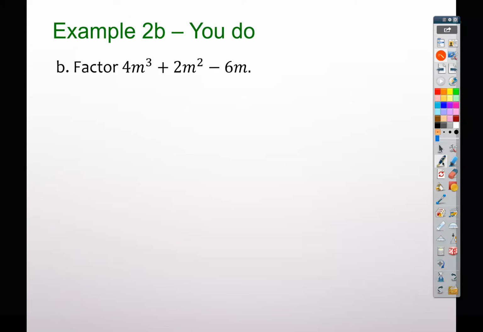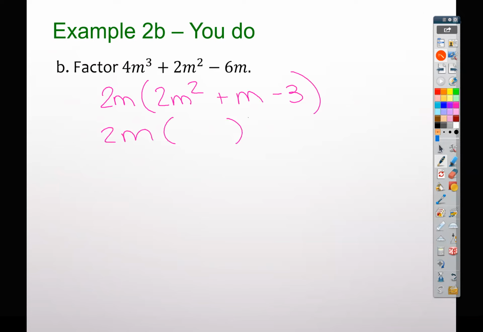Okay, 2b, what do I need to do first? I need to factor out the greatest common factor, which in this case would be 2m, and I'm left with 2m squared plus m minus 3. Okay, now I'm going to factor. So what times what would give me 2m squared? 2m and m. What times what would give me 3? Well, it would be 3 and 1.